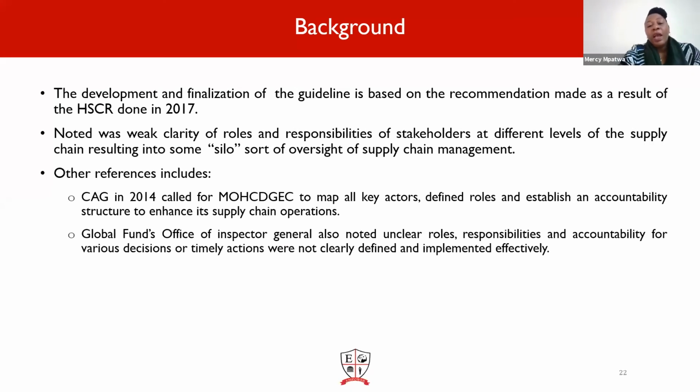The background comes from the holistic supply chain review, which was conducted in 2017, where that review noted that there is weak clarity of roles and responsibilities of stakeholders at different levels of supply chain. And so there was a need to specifically put down the roles and responsibility. Also, in the audit done by the Chief Accountant General in 2018, he called for the ministry to map all key stakeholders and define roles and establish accountability.